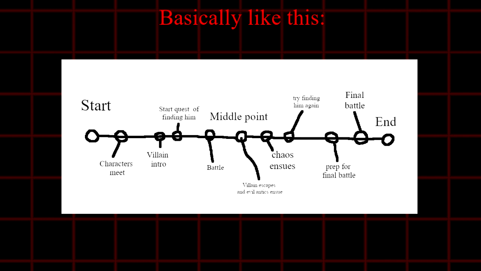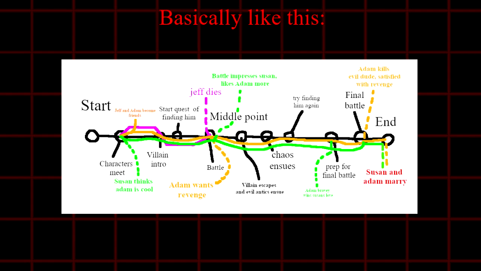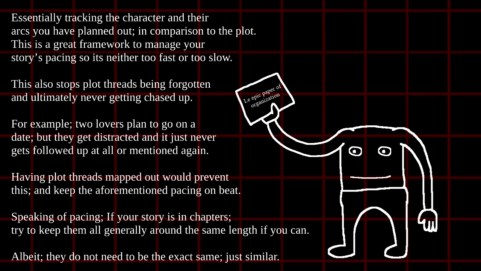But as you refine your timeline you also need to consider your characters, their personalities, how will they change, how will they end up, what's going to happen to them and such. Like how are they going to react to events in the story. This is where you add in plot threads, best marked out on the sheet with a different colour. These allow you to keep track of how characters change in response to events in the story and how far into it you are, essentially tracking the characters and their arcs you have planned out in comparison to the plot. This is a great framework for managing your story's pacing so it's neither too fast or too slow.